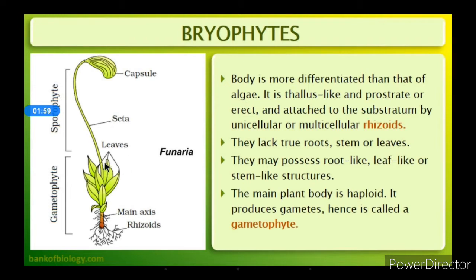The plant body is haploid and it can produce gametes, hence it is known as the gametophyte. This term you have to keep in your mind. The plant body which can produce gametes is known as the gametophyte.